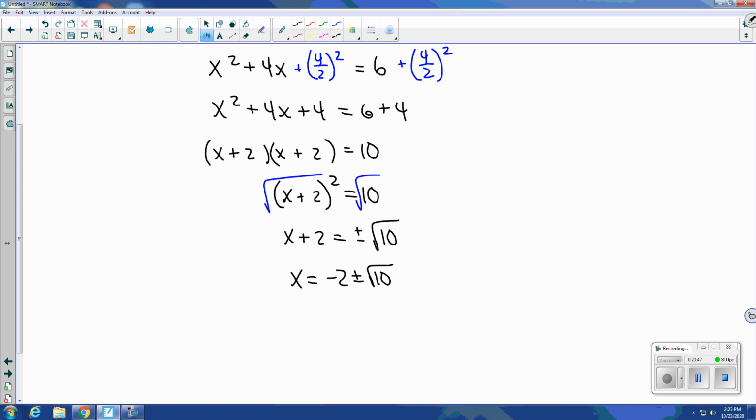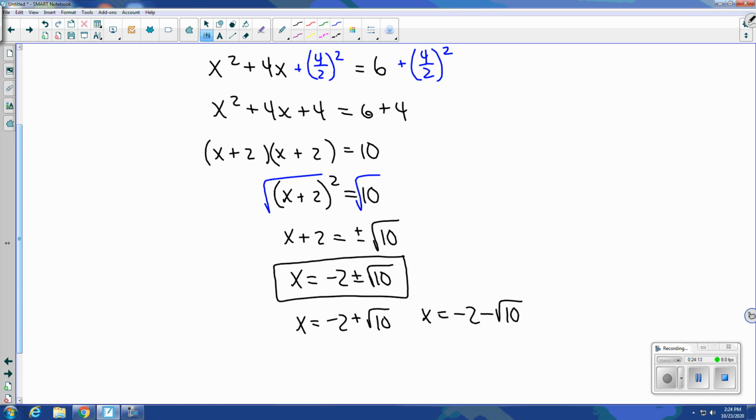I'm going to look to see, is the square root of 10 a perfect square? It is not. Can I simplify it any further? Unfortunately, there are no perfect squares that go evenly into 10, so that's the best I can do, and that is my final answer. There are two answers there. Keep in mind, we have negative 2 plus the square root of 10, and we have negative 2 minus the square root of 10. Okay, but that is the completing the square process.